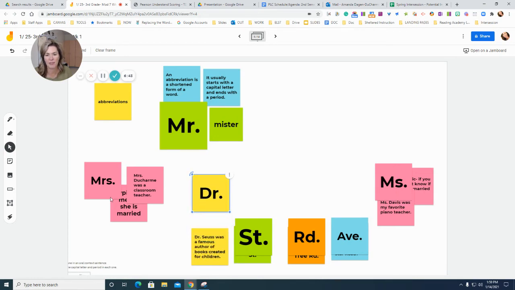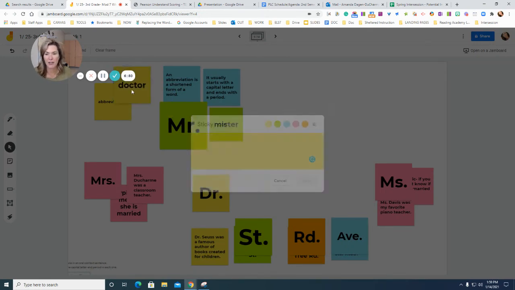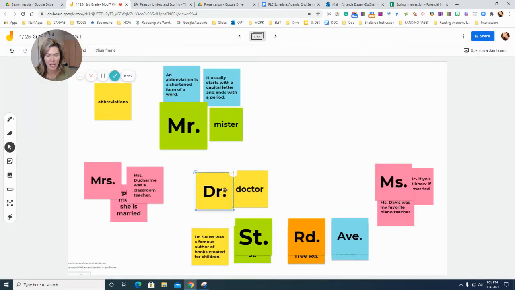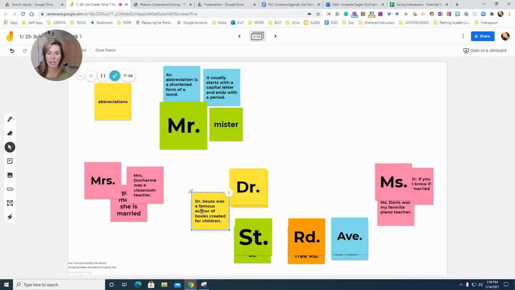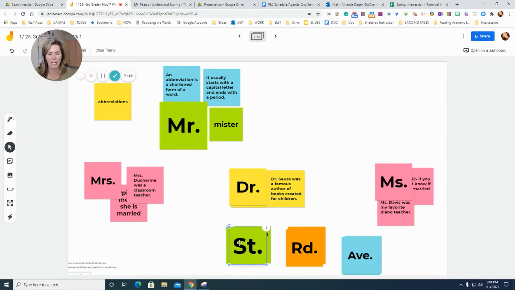All right, doctor, capital D-R, period. It's short for the word D-O-C-T-O-R, doctor. So instead of spelling out the word doctor, we have the abbreviation, capital D-R, period. Okay? Let's do another one. Oh, actually, let me read this in context. Dr. Seuss was a famous author of books created for children.